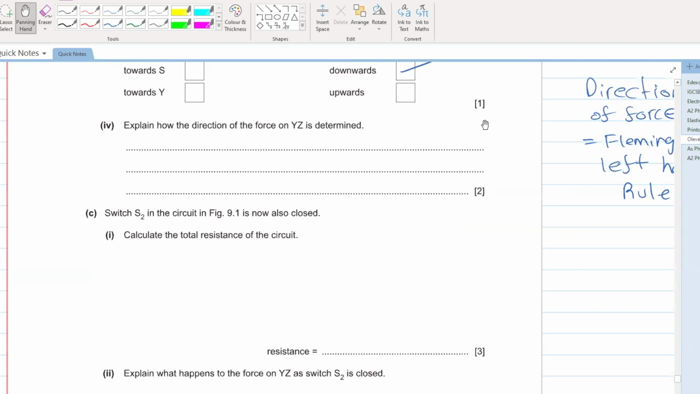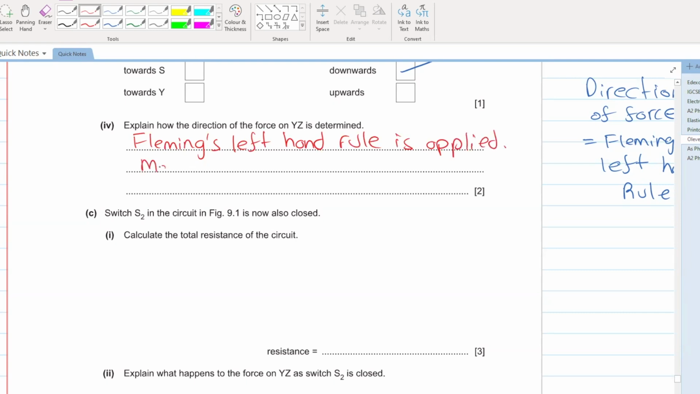Explain how the direction of the force on YZ was determined. बेटा how the direction of force on YZ was determined. क्या लिखोगे यहाँ पे? वही लिखोगे जो किया है. कुछ रॉकेट साइंस नहीं लिखनी. You will say Fleming's left hand rule is applied.